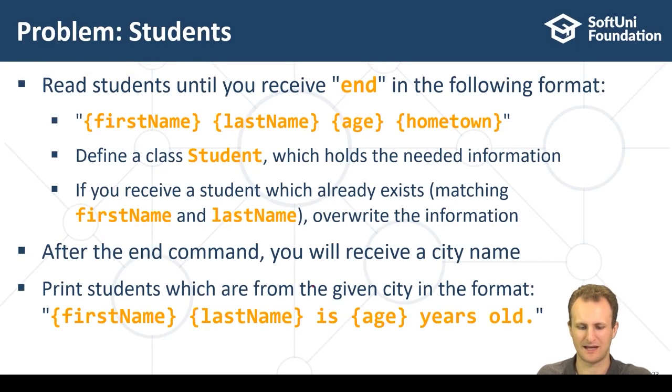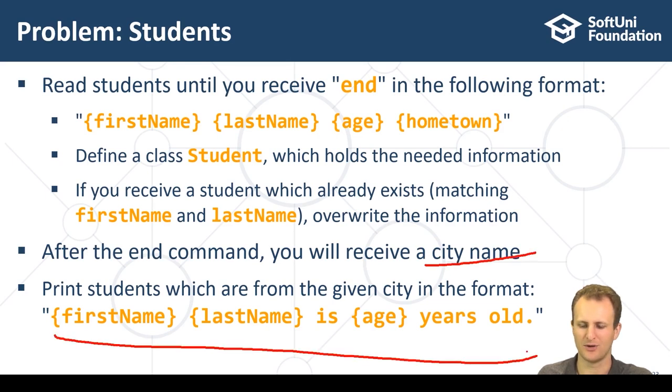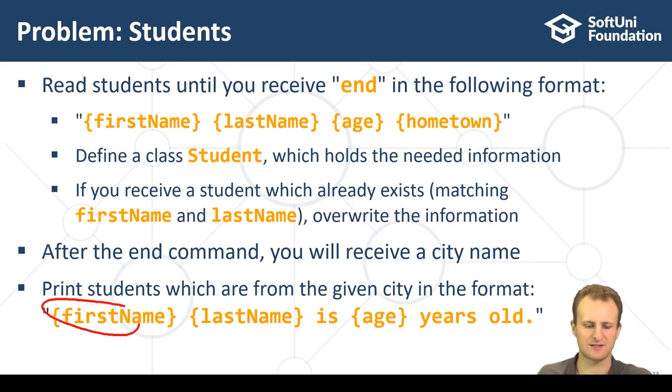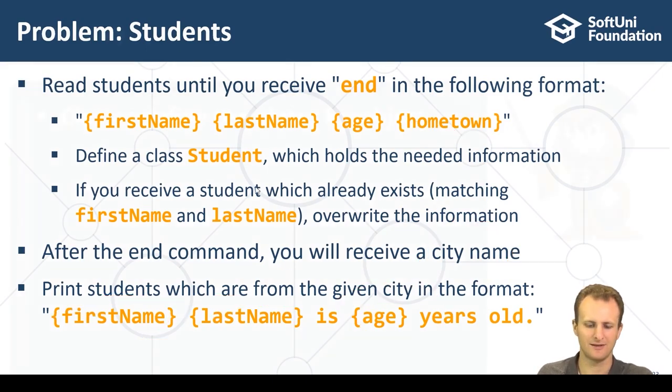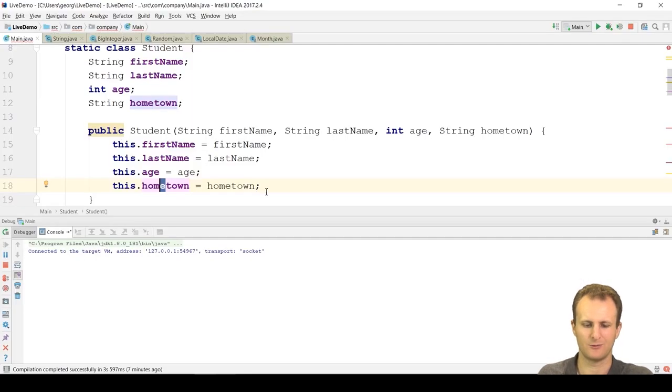Because I'd have logic which says, okay, so if you receive a city name, then by that city name list all people inside that city and list their first name and their last name and their age, well, pretty much everything. So I need a getter for the hometown. And I also need getters for the first name, last name, and age. So let's generate all of them while we're at it.